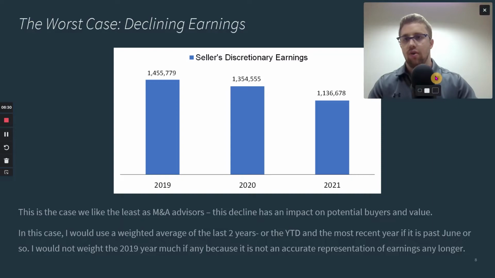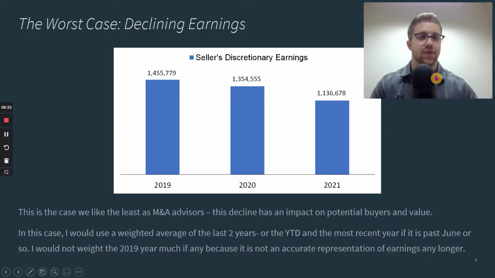Cool. All right. The worst case that you can have is 3 years of declining earnings, and then even worse, I guess, is 3 years of declining earnings and a year-to-date comparison P&L that shows that this year is down over or down under last year. So in this case, I would take a weighted average of the last 2 years. I would typically exclude that third year back, 2019 here, because it's already almost, it's 40% different. So you're starting to see a pretty significant decline here. And so I'd use the most recent 2 years, take a weighted average of those.